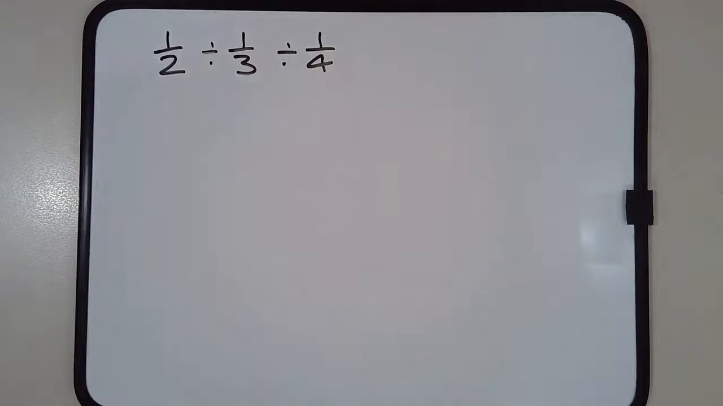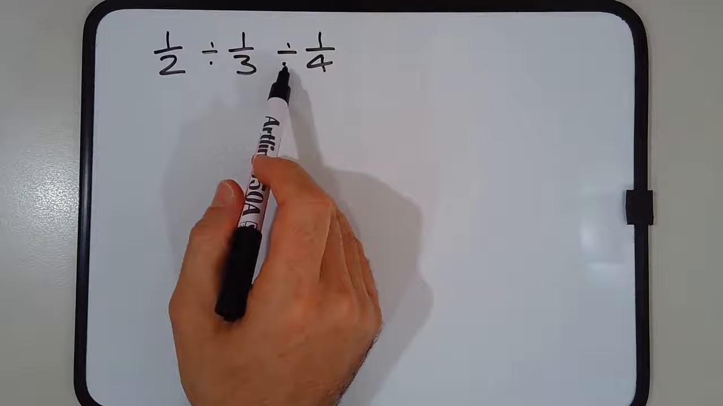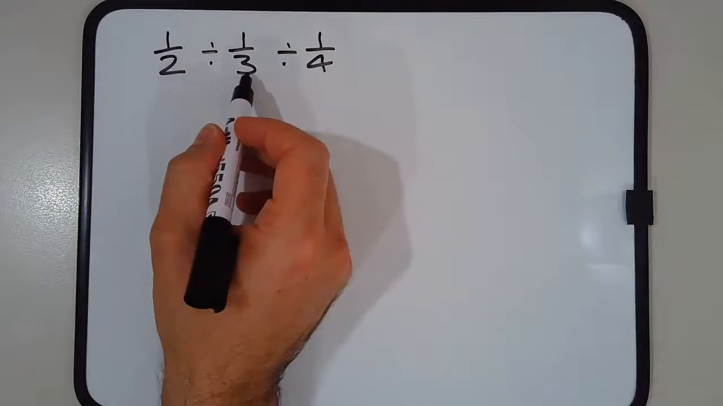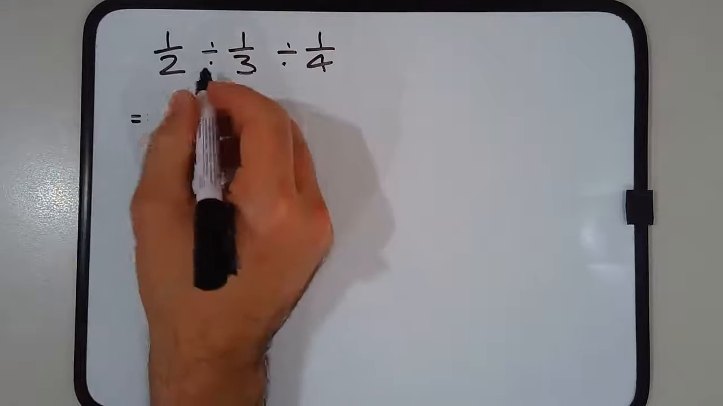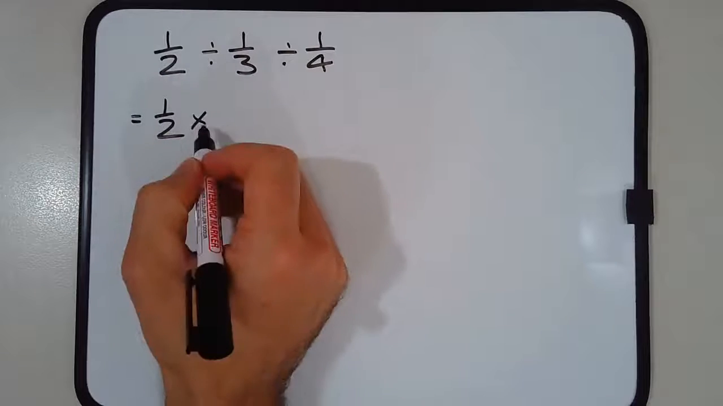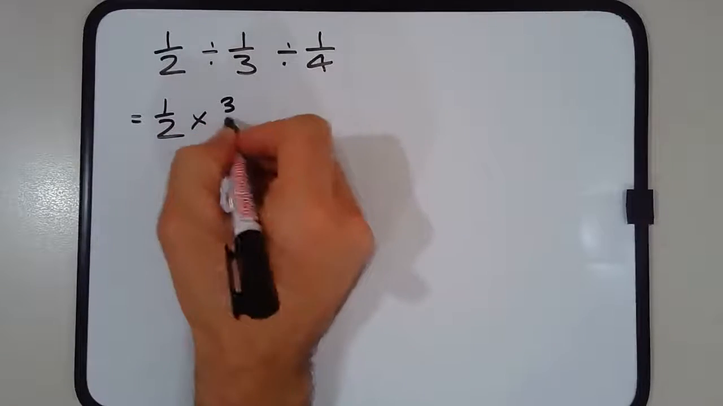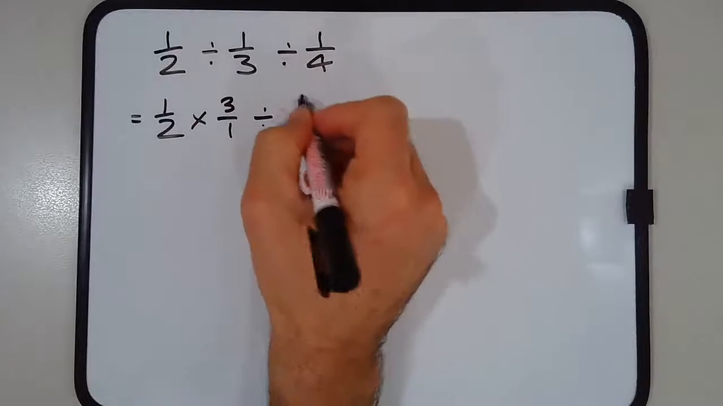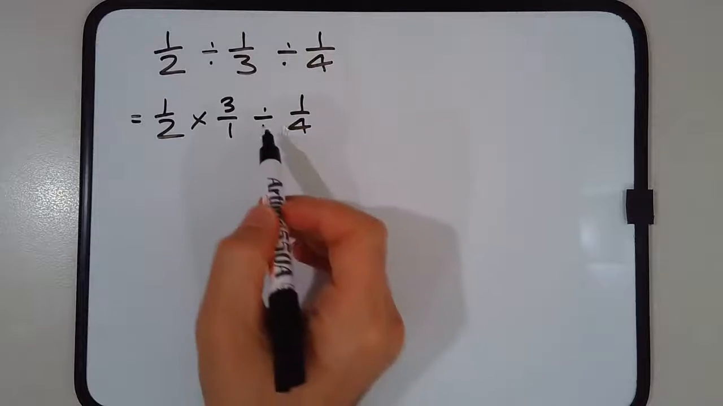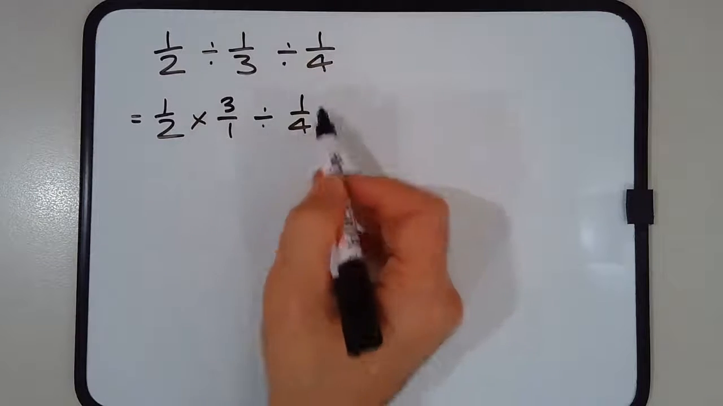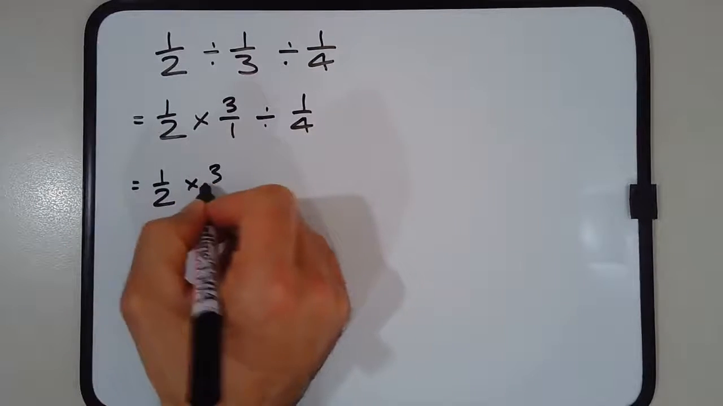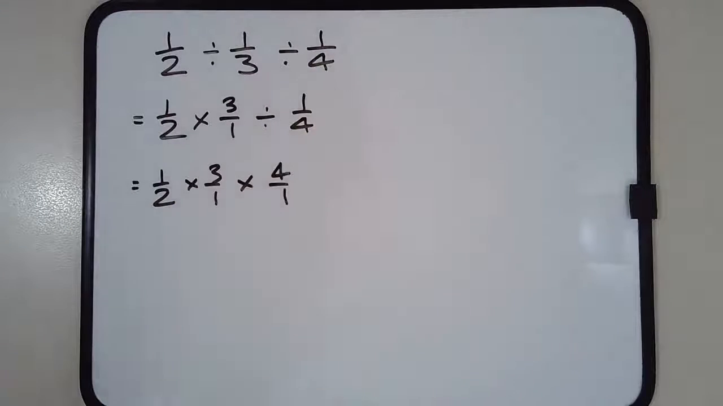Of course you can use your calculator to work that out, but being all division and according to BIDMAS, order of operations, we just go from left to right. So 1/2 divided by 1/3, let's deal with that first. We're going to leave the 1/2 alone, change the division into a multiplication, and invert the second fraction. The third fraction is just left alone. Now we're going to do the same thing again. We're going to change this division into a multiplication and invert the third fraction. Times 3/1 multiplied by 4/1.